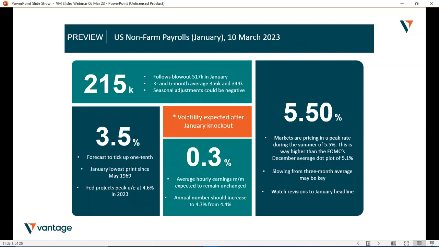So there'll be a lot of focus on the average hourly earnings data. That's the wage growth, basically. A strong jobs market typically suggests higher wages, which are, of course, one source of inflation. The street expects 0.3%, so that's no change from the pace seen in January, while average work week hours are seen narrowing slightly.